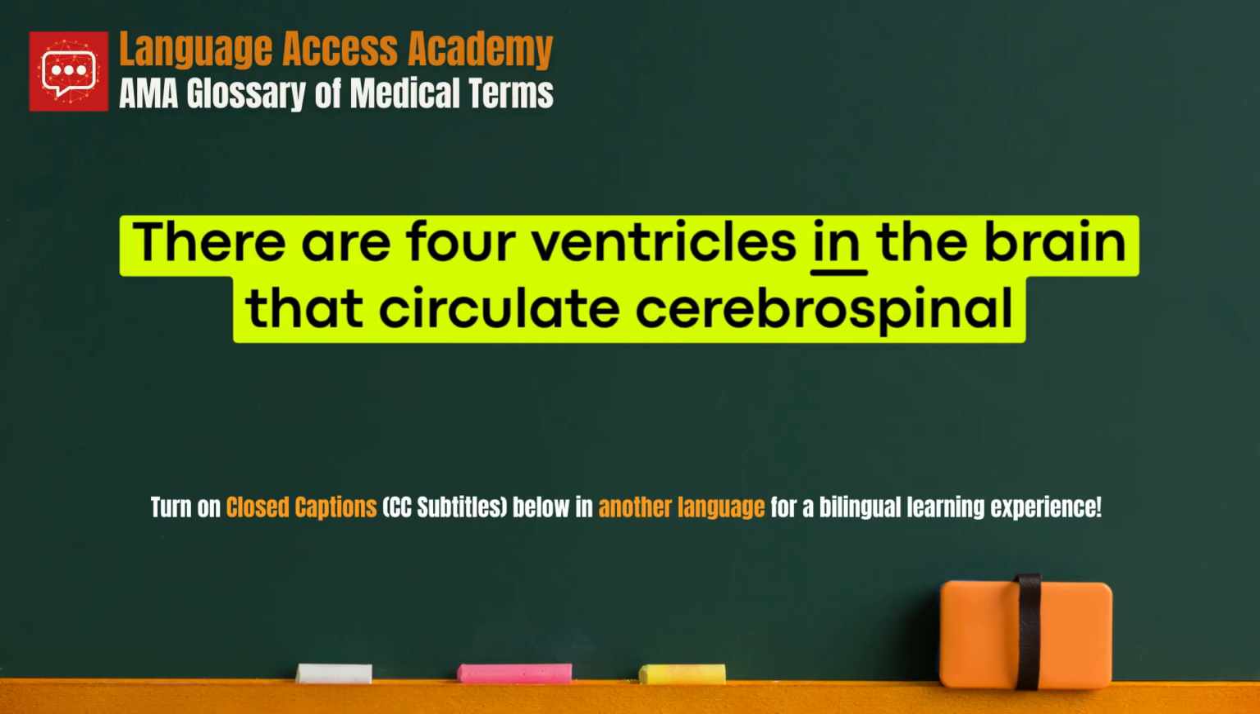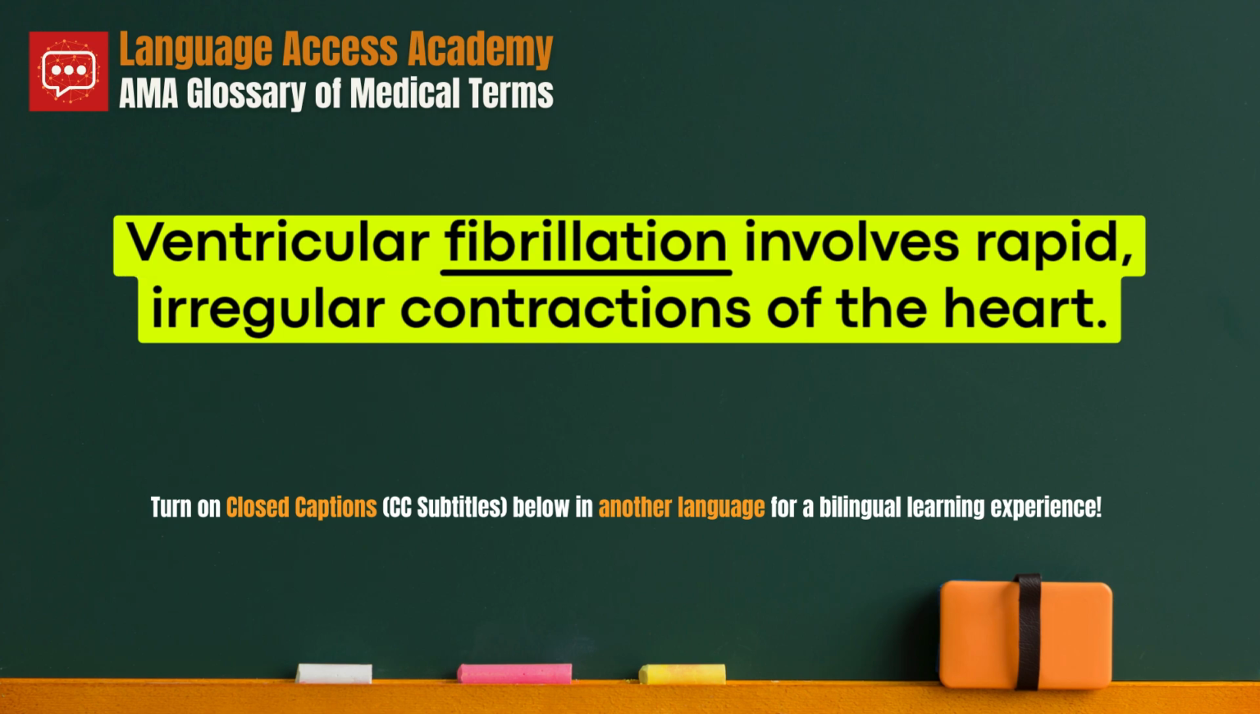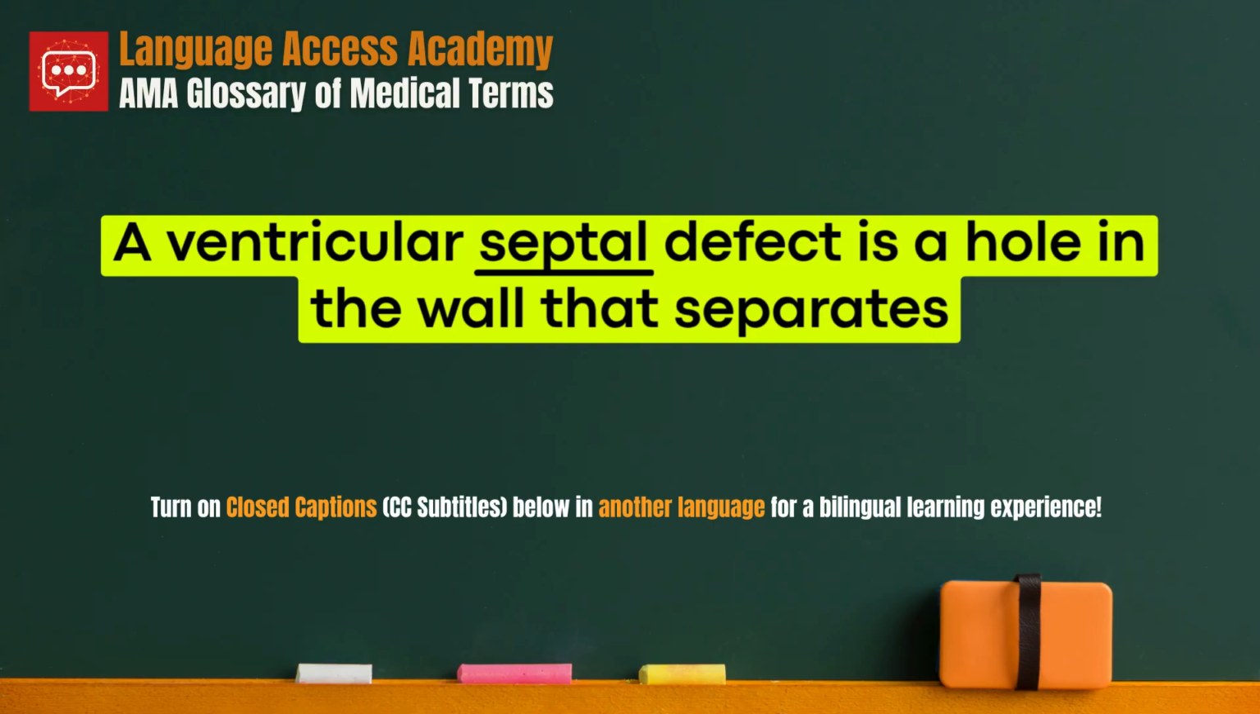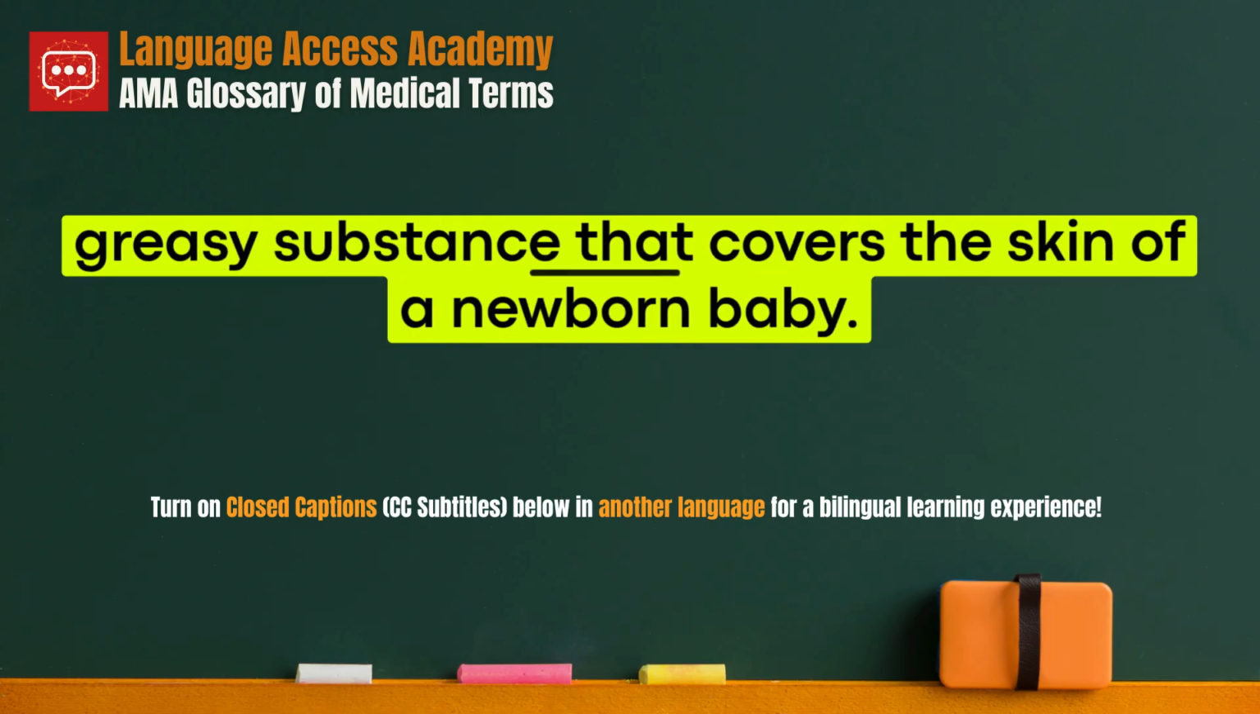There are 4 ventricles in the brain that circulate cerebrospinal fluid and 2 in the heart that pump blood throughout the body. Ventricular fibrillation involves rapid, irregular contractions of the heart. A ventricular septal defect is a hole in the wall that separates the 2 lower chambers of the heart. Vernix is the thick, greasy substance that covers the skin of a newborn baby.